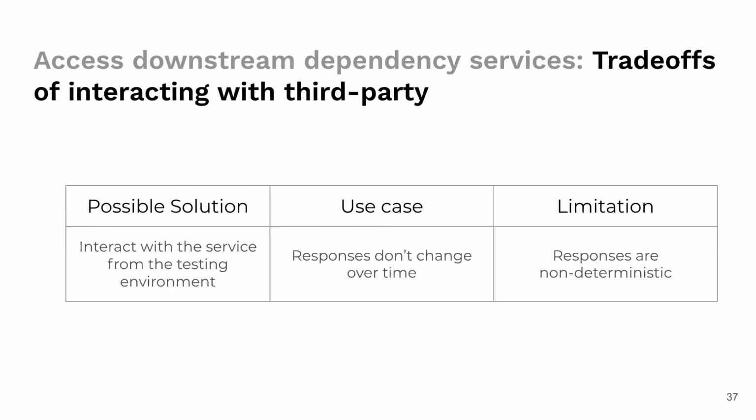In the case of third-party dependencies, this solution won't work if the dependency's responses change over time. So for example, if the dependency returns the exchange rate of US dollars to euros, the data being used by the store service will change every time it is tested, making it impossible to predict what the expected response should be for that set of tests.